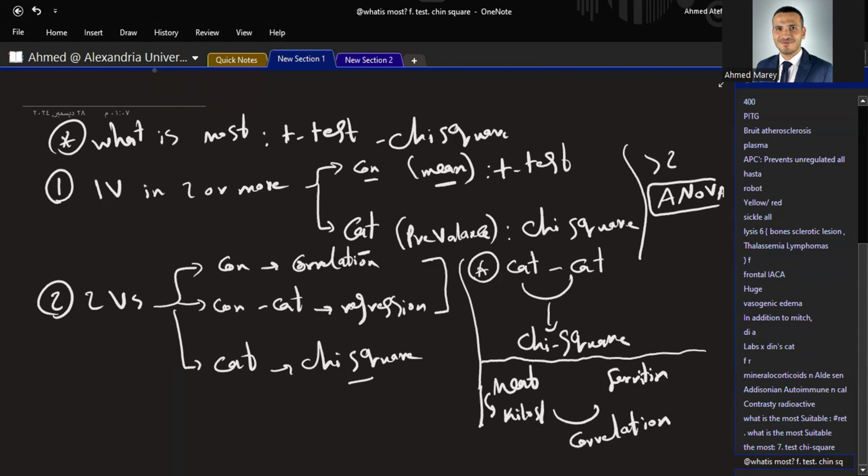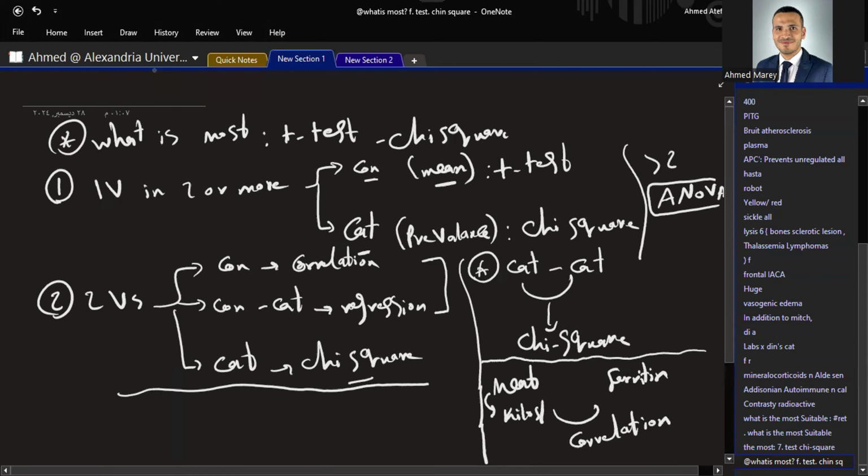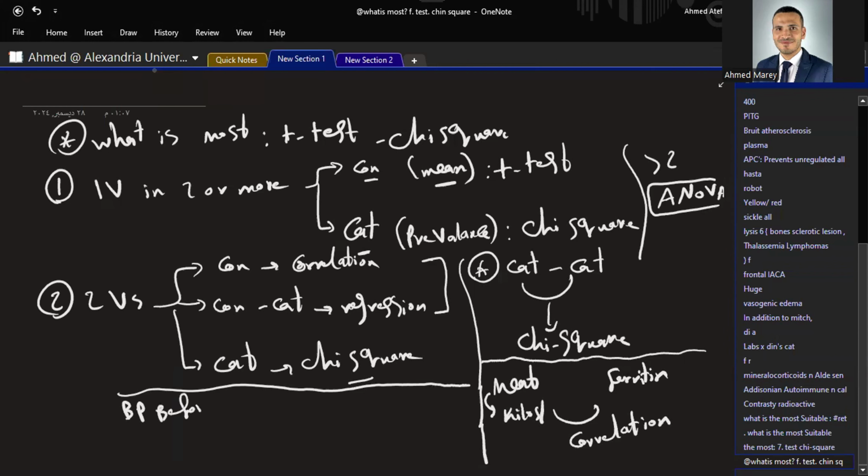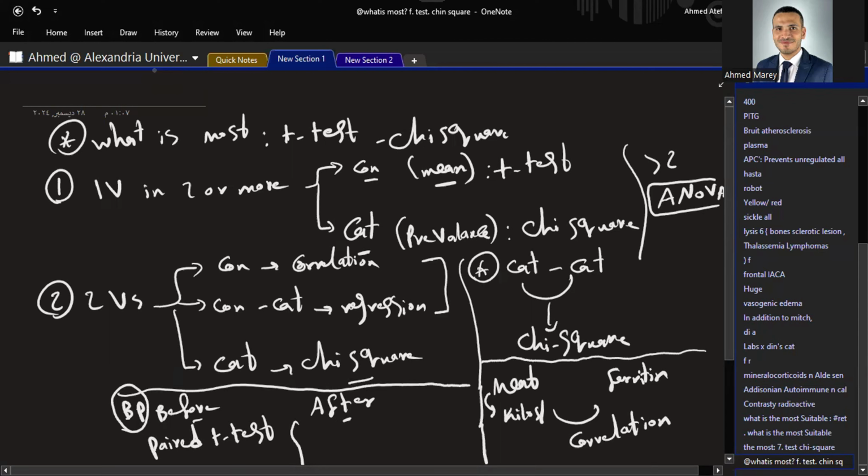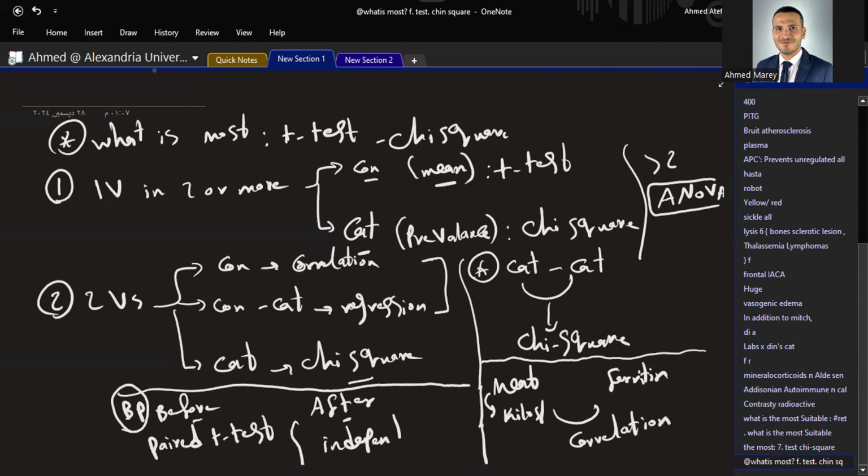Let's have another example. So what if we are trying to compare the blood pressure before taking a drug and after? Blood pressure is again a continuous variable, and this is just one variable, so we are gonna use t-test. And specifically, we would use paired t-test. If it's the same group, guys, but before and after, we use the paired t-test. If we are trying to compare the blood pressure, but in two different groups, meaning in women versus men, then we are gonna use independent t-test. This is just a small extra detail.